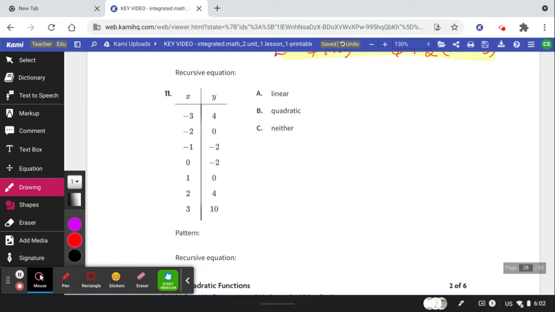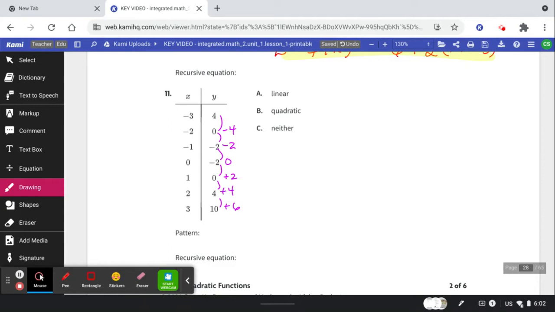Next table goes from a 4 down to a 0. I'm sorry. So this one's subtracting, right, from 4 down to 0. So it's down 4. Then from 0 down 2. Then it stays the same. From a -2 to a -2, there's no change. Then it goes back up 2, back up 4, and up 6.